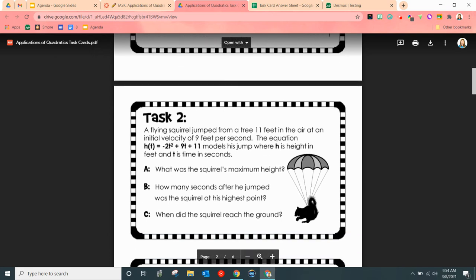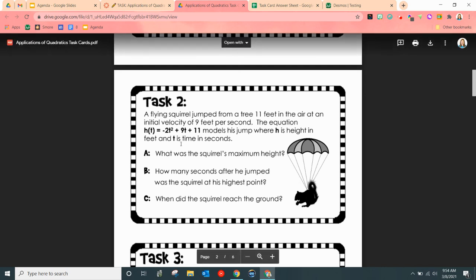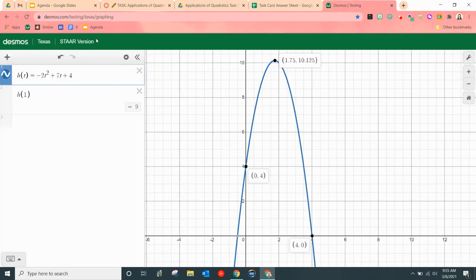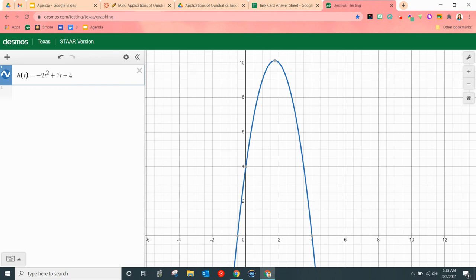Okay, so let me work another one for you. Here's a squirrel. He jumped from a tree that's 11 feet in the air at an initial velocity of 9 feet per second. Here's your equation that models his jump, where h is the height in feet and t is the time in seconds. What was the squirrel's maximum height? I'm going to go back to Desmos. You're going to be using Desmos on all of these. h of t is negative 2t squared plus 9t plus 11. I've already got that typed in.